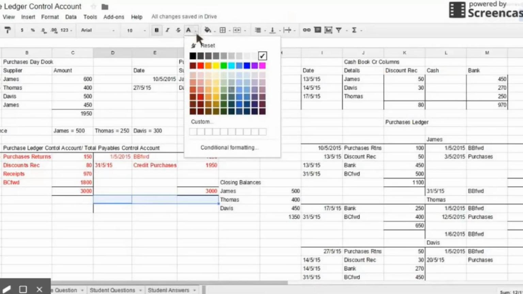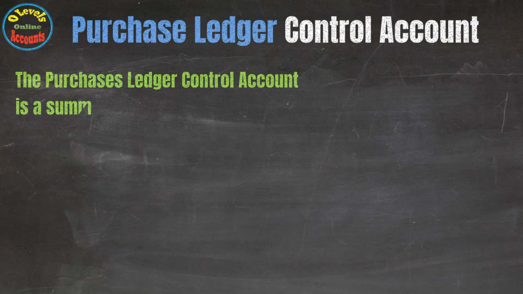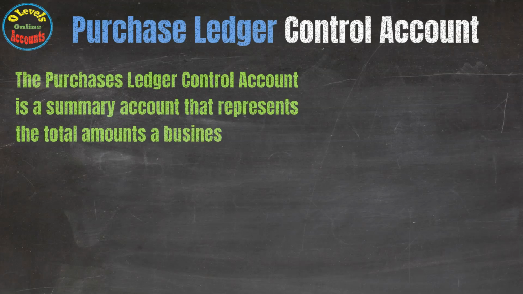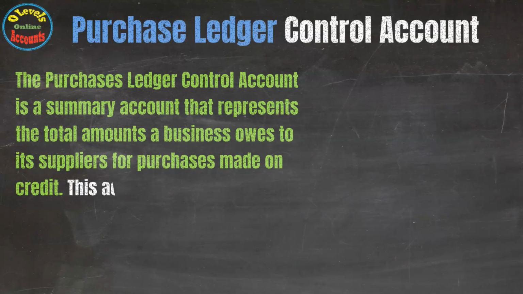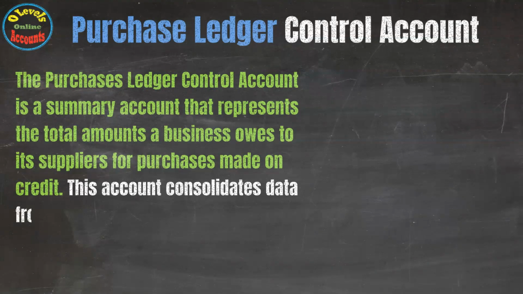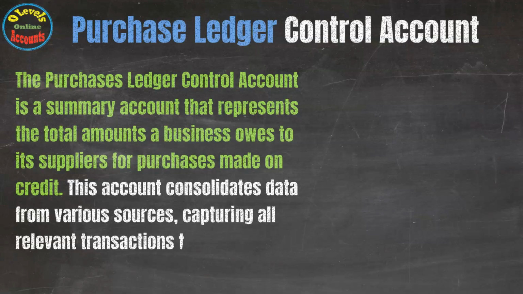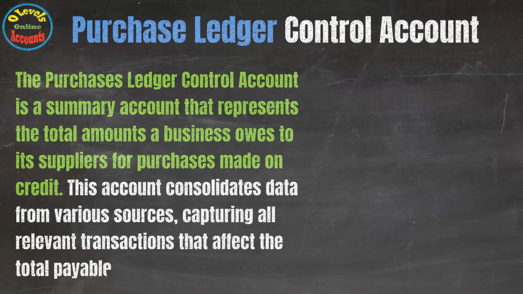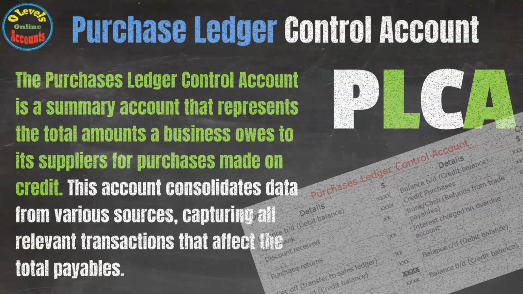What is a purchase ledger control account? The Purchases Ledger Control Account, or PLCA, is a summary account that represents the total amounts a business owes to its suppliers for purchases made on credit. This account consolidates data from various sources, capturing all relevant transactions that affect the total payables. Here are the primary sources of information for the PLCA. Let's check them out one by one.